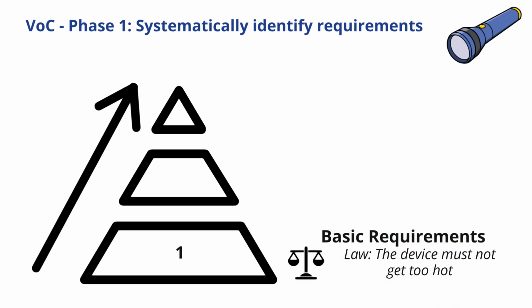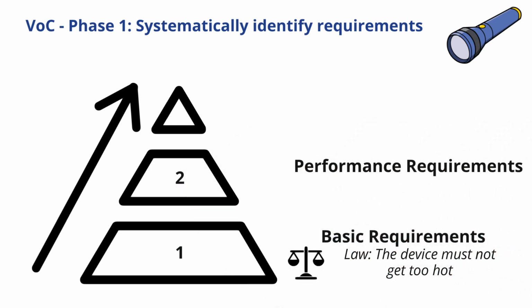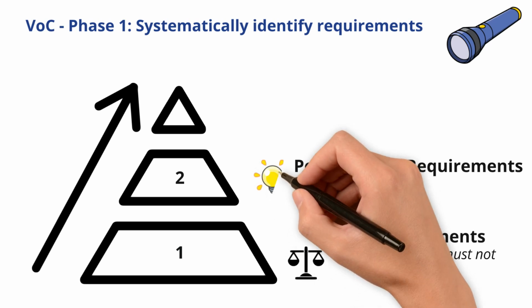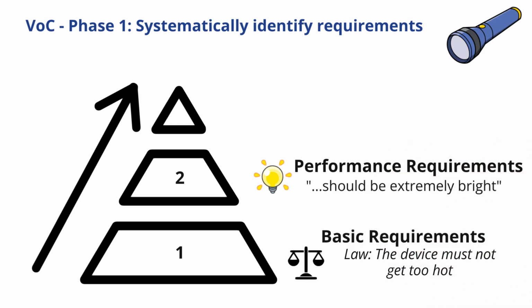Level 2, performance requirements. These are requirements that come directly from the customer survey. The better these are met, the more satisfied the customer will be. For example, according to the customer, the flashlight should be extremely bright.